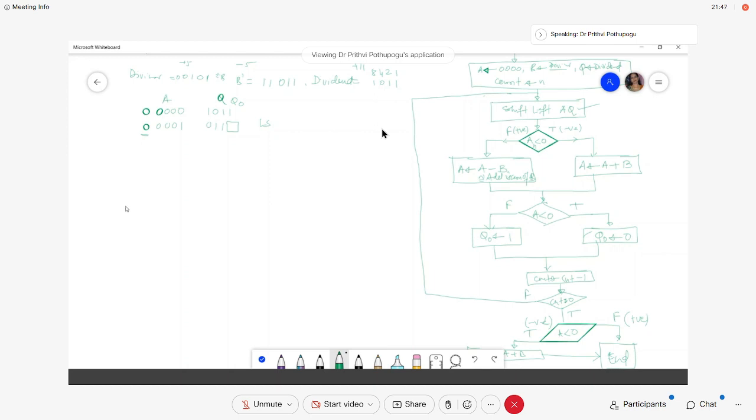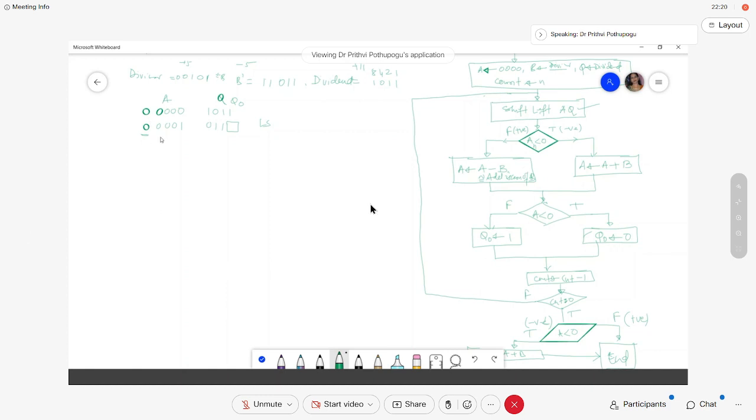This sign bit is A of n, I said. So this is A of 5. If you start with 0, this is 4. If you start with 1, this is 5. So the MSB bit of A will be taken. Now 0 indicates what? Is it positive or negative? Positive. Positive means we need to do a subtraction. That means adding the 2's complement of B.